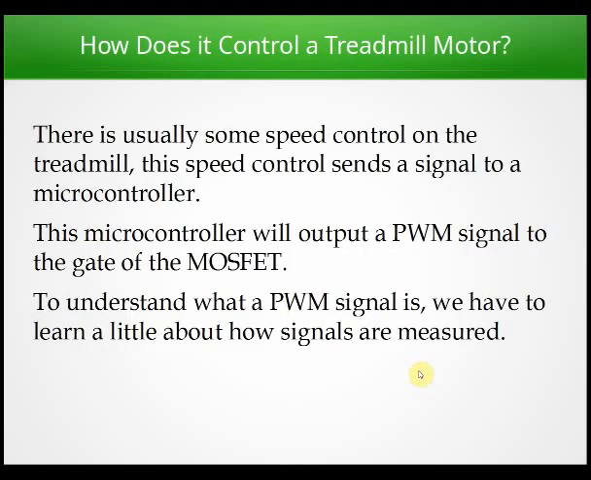There is usually some speed control on the treadmill. This speed control sends a signal to the microcontroller. This microcontroller will output a PWM signal to the gate of the MOSFET. To understand what a PWM signal is, we have to learn a little bit about how signals are measured.